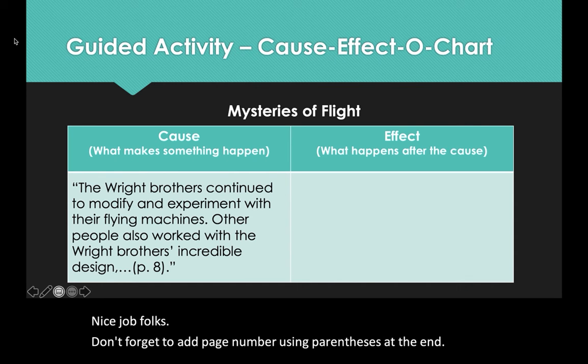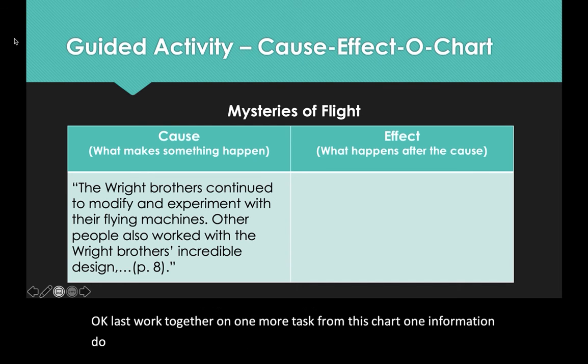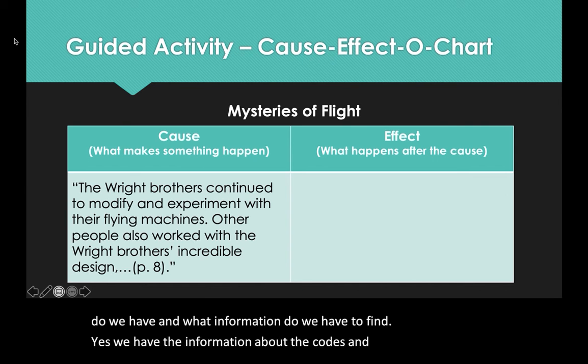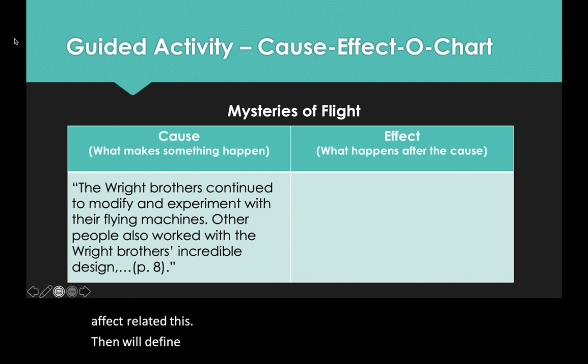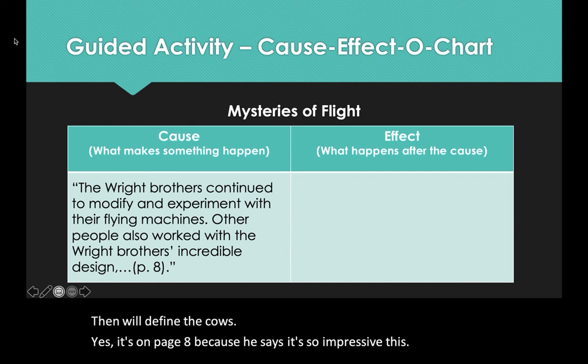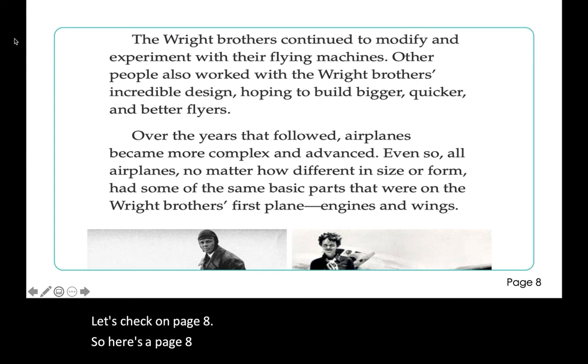Okay, let's work together on one more task. From this chart, what information do we have and what information do we have to find? Yes, we have the information about the cause and have to find the effect related to this. Then, where do we find the cause? Yes, it's on page 8 because it says so in parentheses. Let's check on page 8. So here's page 8. So what do you do first with our information of the cause? Yes, we find the sentence and highlight it.